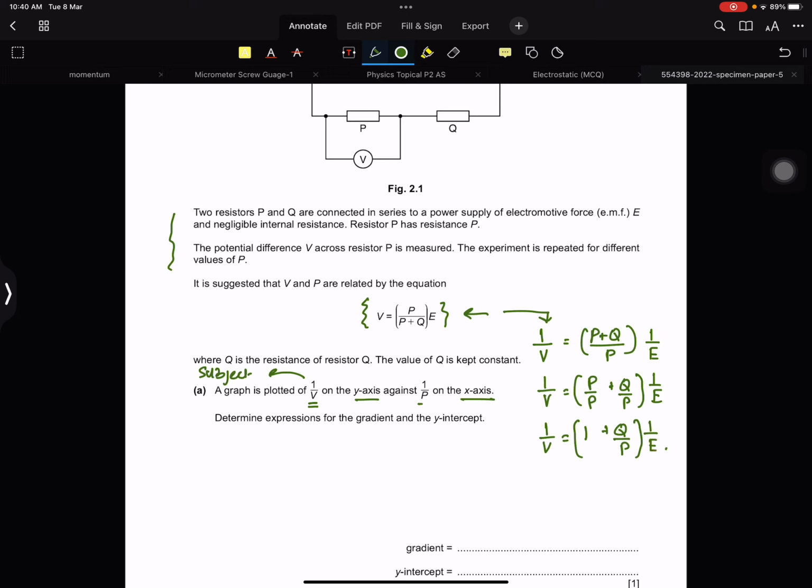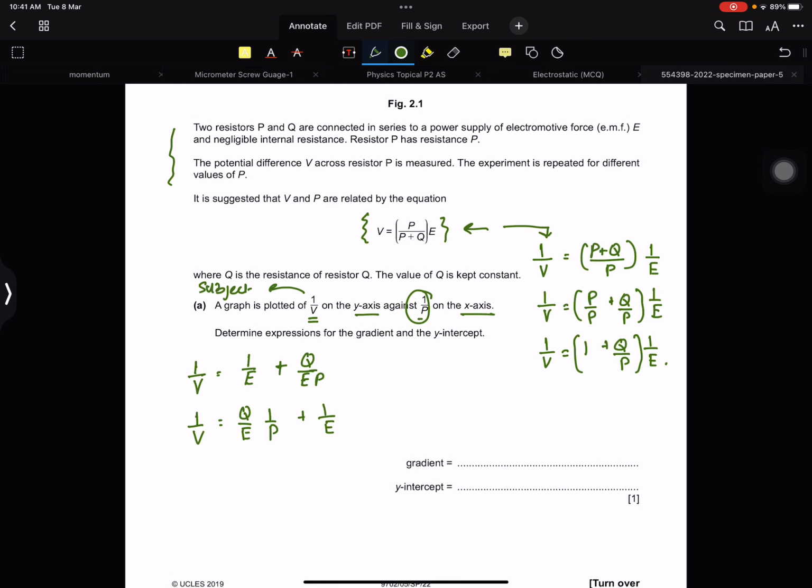Now, because 1 upon p has to be on the x-axis, we have to open it up, and when we open it up, it will be 1 upon v equals 1 upon e plus q over e p. So we can further write it as 1 upon v equals q over e times 1 upon p plus 1 upon e.